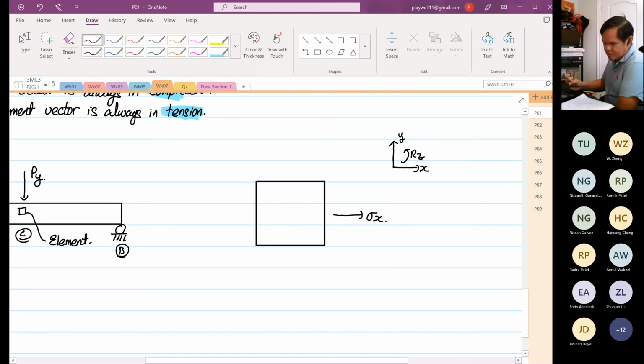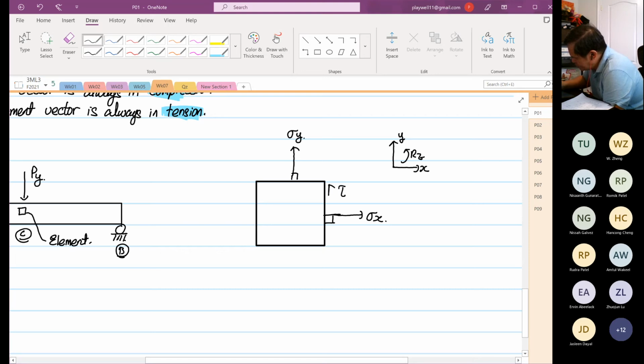Okay, so this is stress X, right? And this is our stress Y. Normal stress X, normal stress Y. So normal stress is anything that is perpendicular to the surface. And then could you remember our shear? So this is our shear, right?